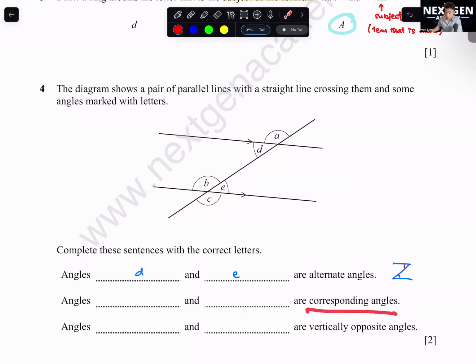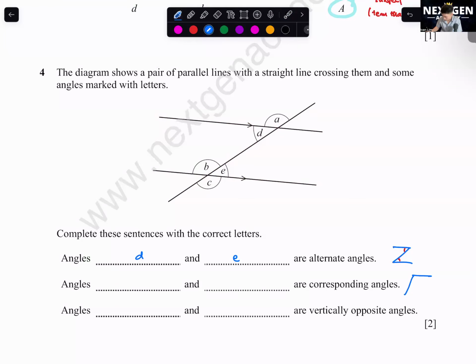What is the meaning of corresponding angles? What alphabet is it? Do you remember? Corresponding angles, F shape. Very good, Zishan. So like this. The F can be upside down also. Which one? B and A. Very good. You see? B and A over here.